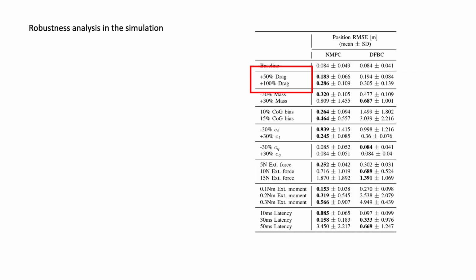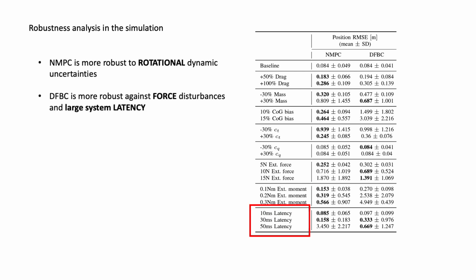We further assessed the robustness of both methods against various uncertainties, such as drag, mass, center of gravity bias, rotor coefficients, external forces and moments, and system latency. We observed that NMPC is more robust to rotational dynamic uncertainties. On the other hand, DFBC is more robust against force disturbances and large system latency.